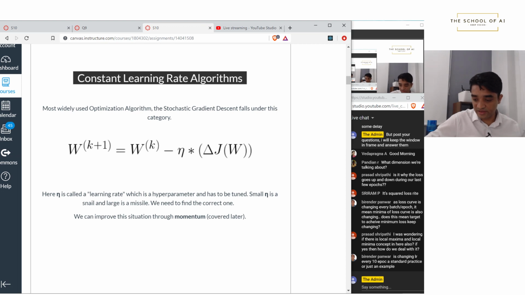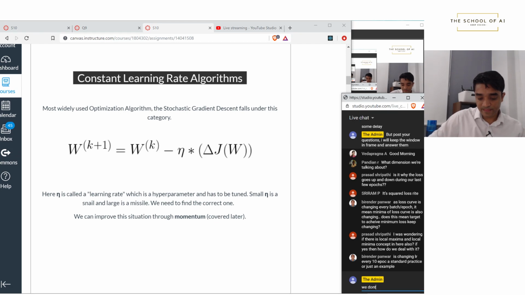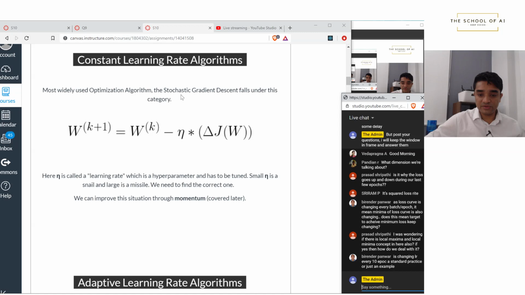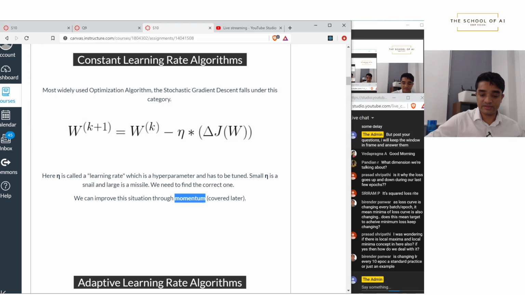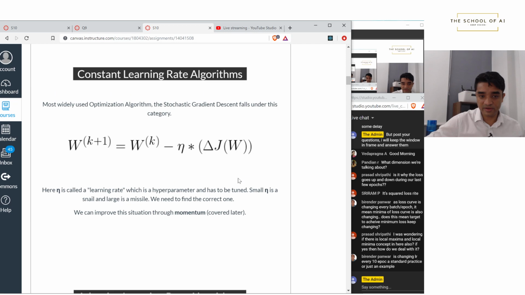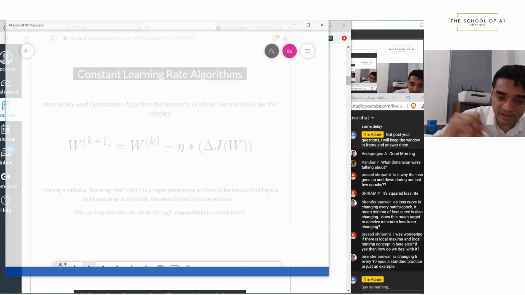You're changing LR every 10 epochs, a standard practice? That was just an example. We don't change it every 10 epochs. I'm going to discuss how we actually change it. So this is a constant learning rate algorithm where we have just one single alpha fixed, and then we basically add something called momentum also, but we're going to cover this like 5-10 minutes from here. Now because this question is here, I'm going to answer that.